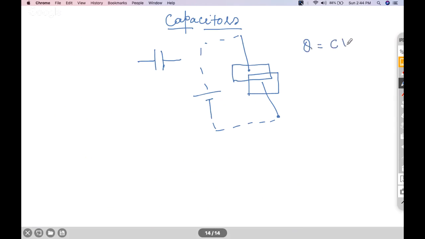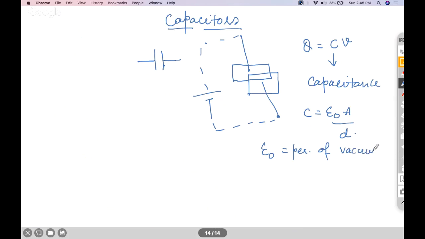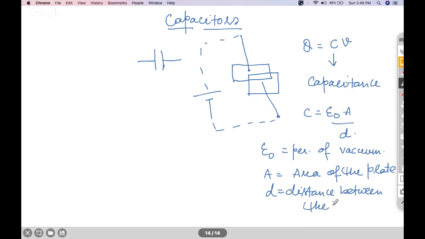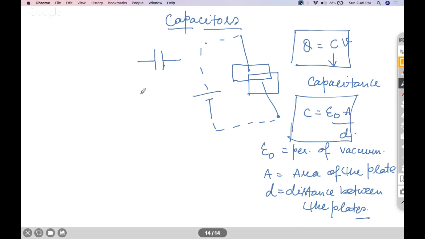Q is equal to CV, where C is capacitance, and capacitance is denoted by epsilon naught A divided by D, where epsilon naught, we know what it is, permittivity of vacuum. A is equal to area of the plates. So you can see I have made plates here, and D is distance between the plates. So remember these two formulas, very handy. There would be questions on these formulas in your test.